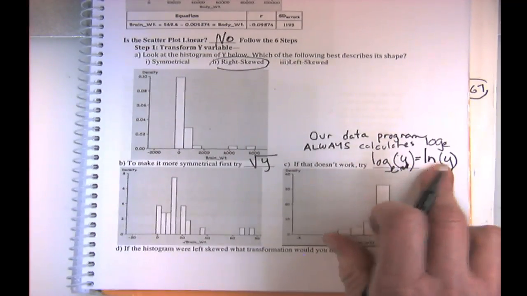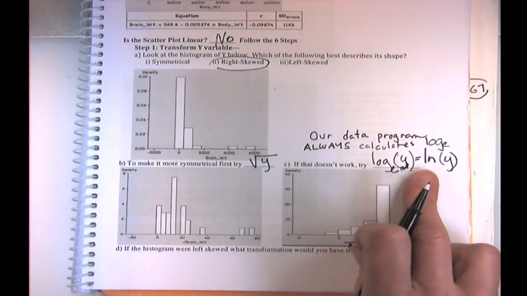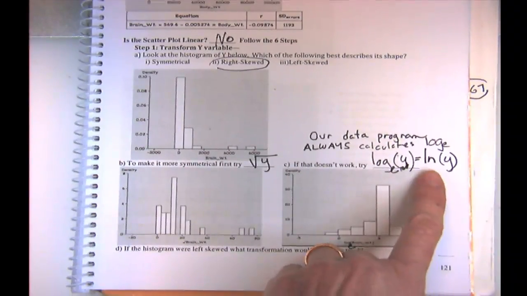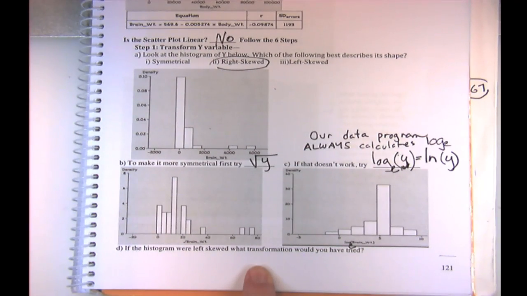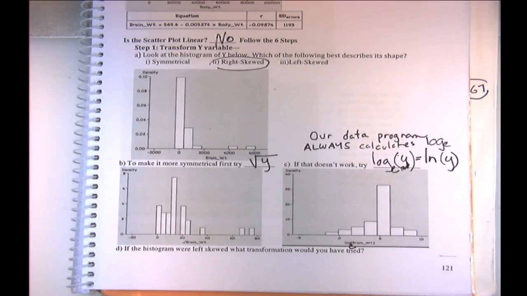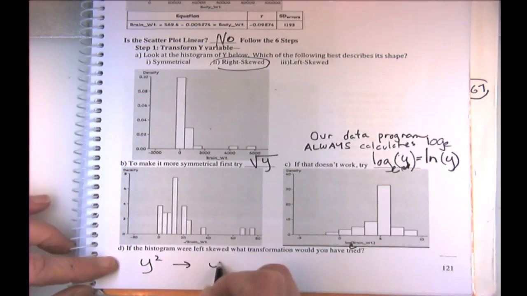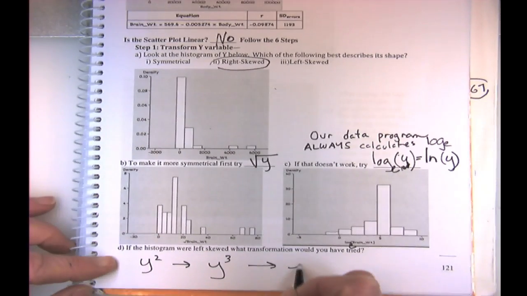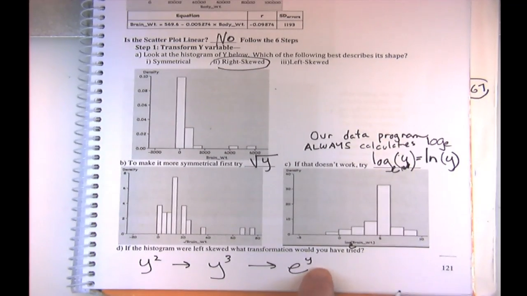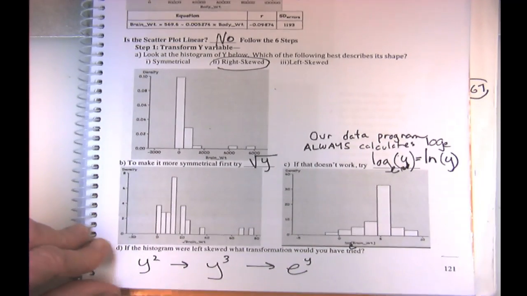It should be changed to ln because it's confusing to people. But right now it just says log without the e, but know that it's that. All right? Now, if the histogram were left skewed, what would you want to do? If it was left skewed, you'd want to go up powers. You'd first try that. If that didn't work, you'd try that. And finally, the most extreme would be to put the y as an exponent up there. All right?